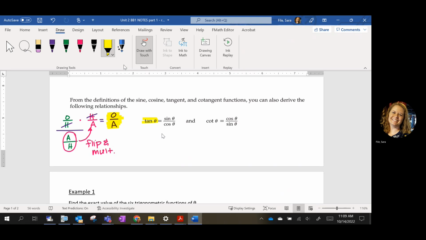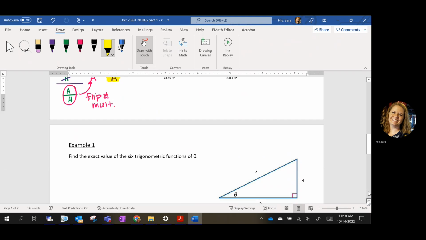Okay, now if that's true, if tangent is sine divided by cosine, then the reciprocal must also be true. The reciprocal of tangent is cotangent, so that must be cosine over sine. See how they just flipped it? And that one's also true. I'm not going to go through showing that it's true. You can if you want, but it works out the same way. When you work it out this way, it comes out to A over O, which is the reciprocal, which is cotangent.